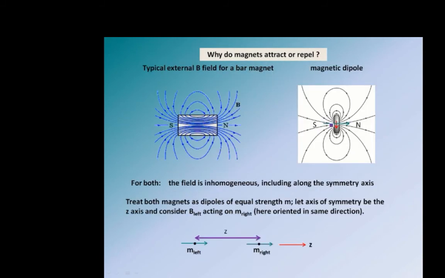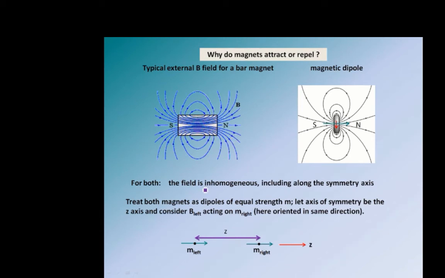Again, here's the magnetic dipole field. For both, what you see is that in the vicinity of the end of the bar magnet, in this case, and this end of the dipole, you have an inhomogeneous field. These field lines are going off in different directions. If you were to measure the magnitude, you would expect, for example, at the same distance away, that it might actually be different.